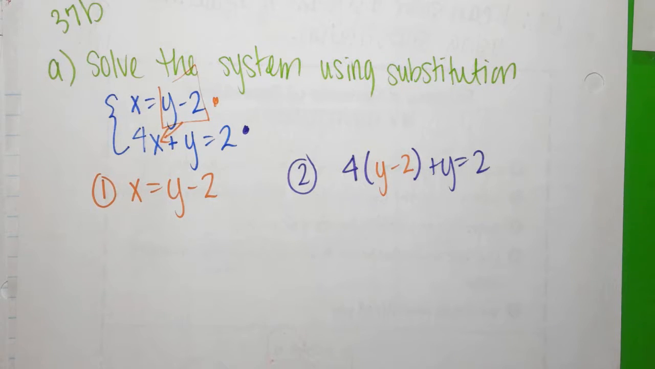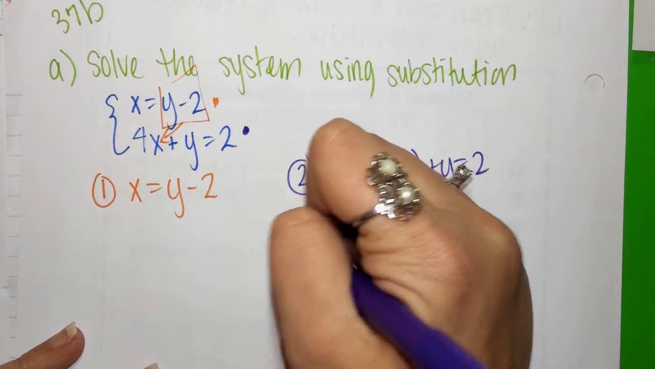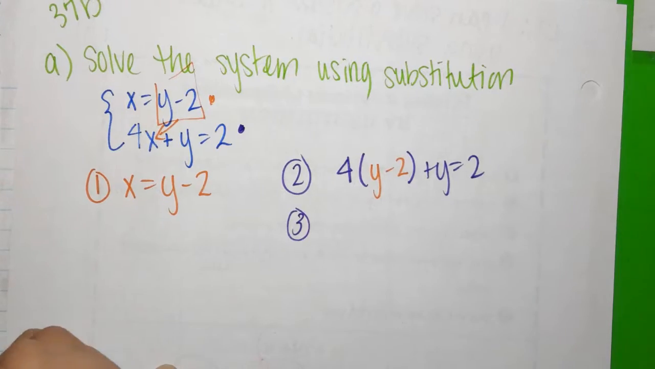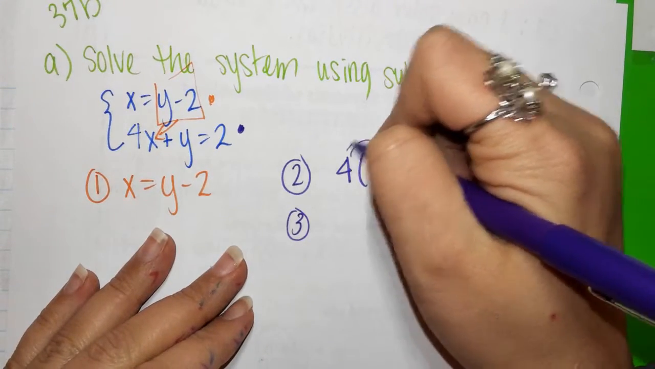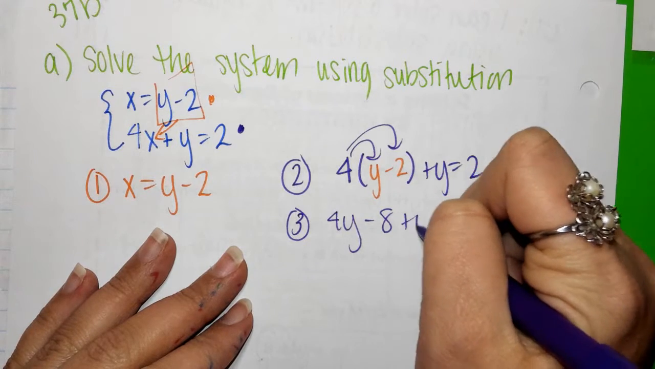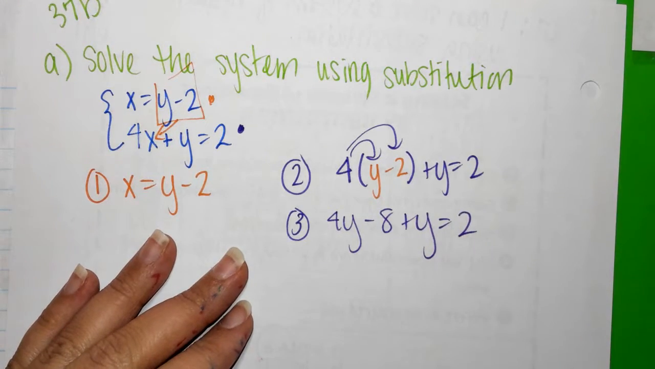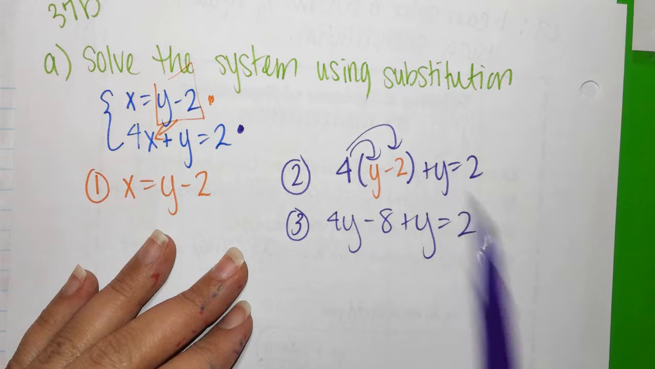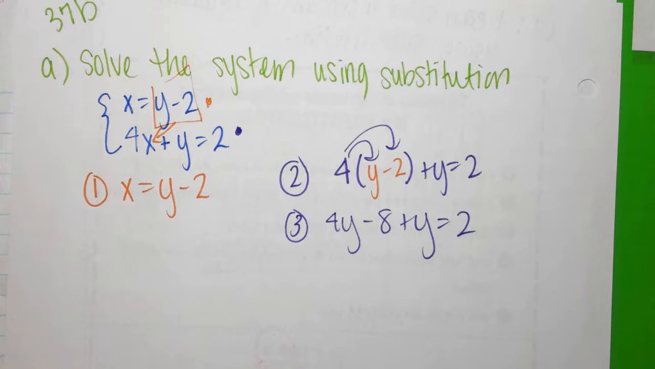Are we ready? Okay, now, we need to solve for y. That's step 3, solving for y. So how would we do that? Distribute. Very good. And we would get 4y minus 8 plus y equals 2. Now, why did I not distribute my 4 to this y right here? Because it's not in the parentheses. Very good.